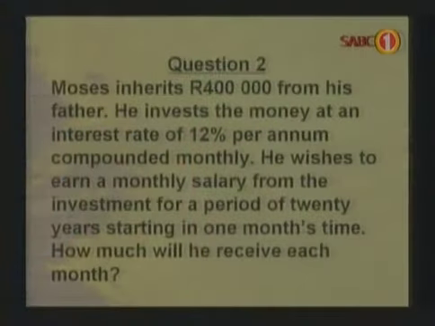There's so much to tell them. Do you want to look at the question? Right, let's look at the second one. Moses inherits 400,000 from his father. He invests the money at an interest rate of 12% per annum, compounded monthly as well. He wishes to earn a monthly salary from the investment for a period of 20 years starting in 1 month's time. How much will he receive each month?